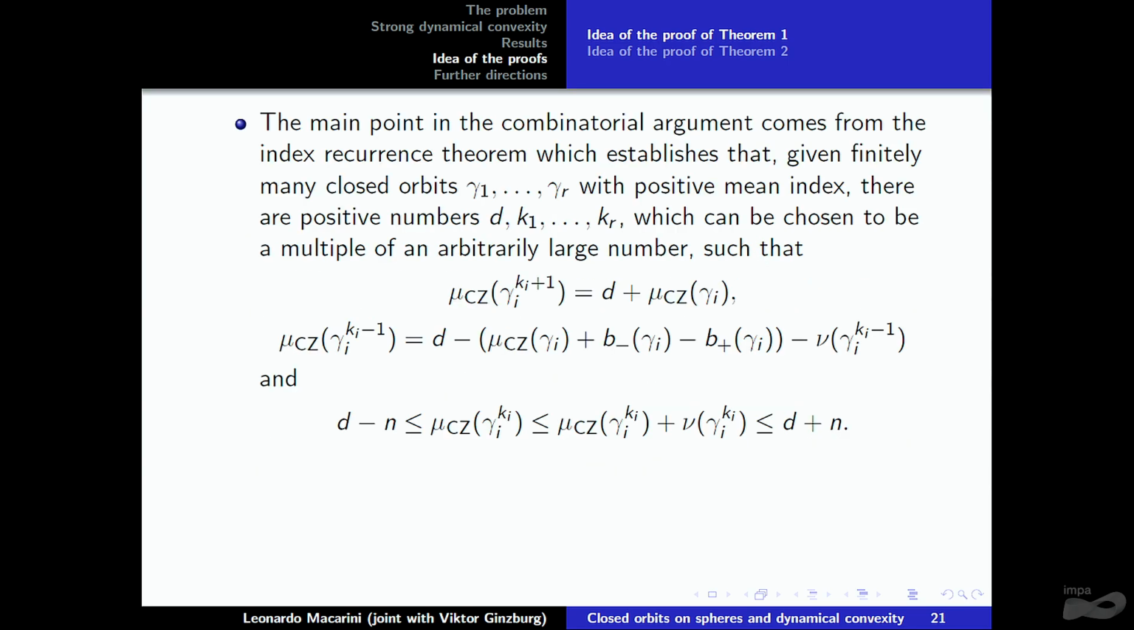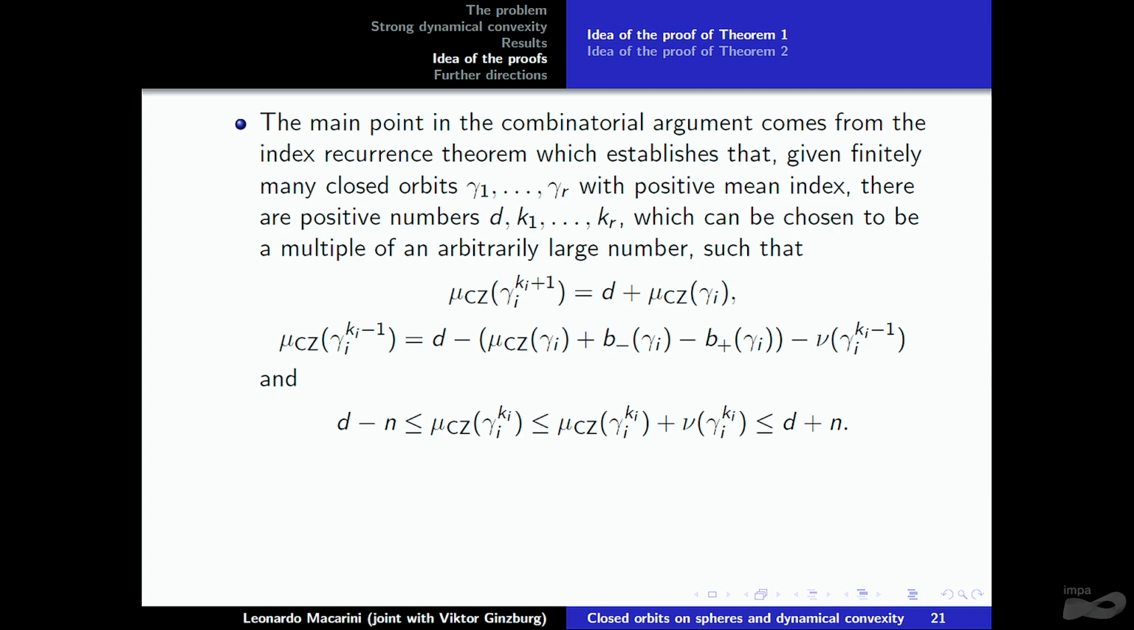And how does this expression, this b minus b plus, appear? This expression appears in the combinatorial argument. The point is that we need to use what we call the index recurrence theorem. It also follows from the so-called common index jump theorem by Long and Zhu, that gives you a control of the index of iterates of periodic orbits for a collection of periodic orbits. This is a technical argument, okay?